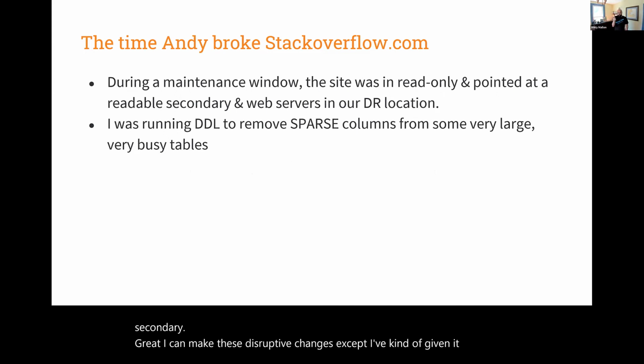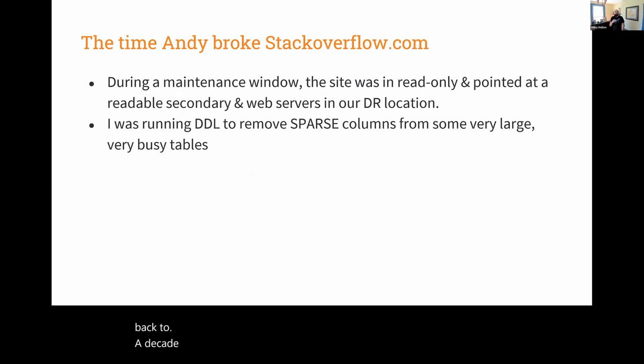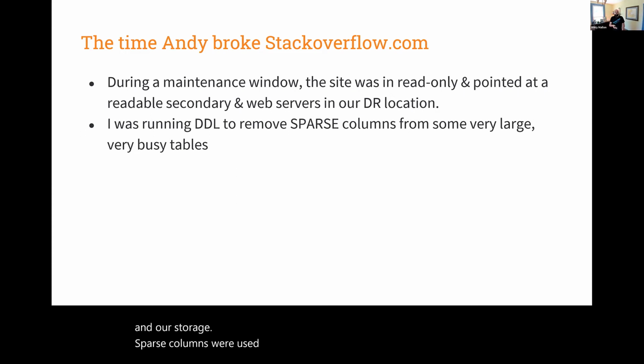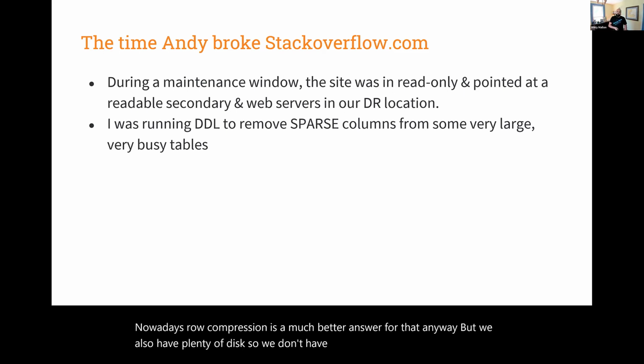So specifically, we're removing sparse columns. These were, again, kind of dating back to a decade ago when we were being really frugal with our hardware and our storage. Sparse columns were used for columns that are frequently null. Nowadays, row compression is a much better answer for that. Anyway, we also have plenty of disk, so we don't have to worry about using sparse columns.